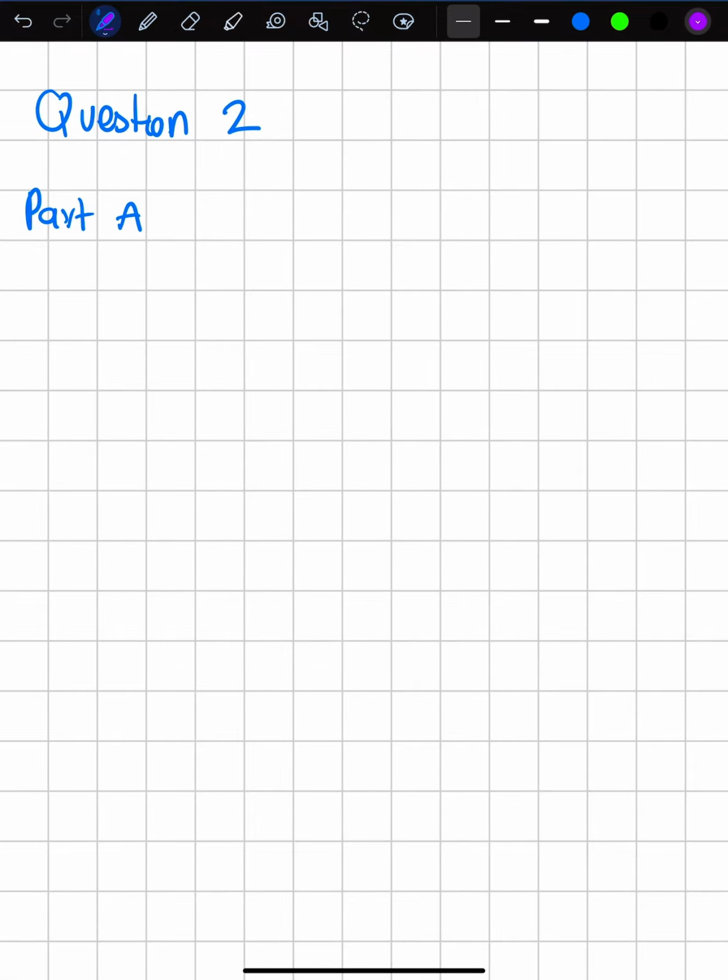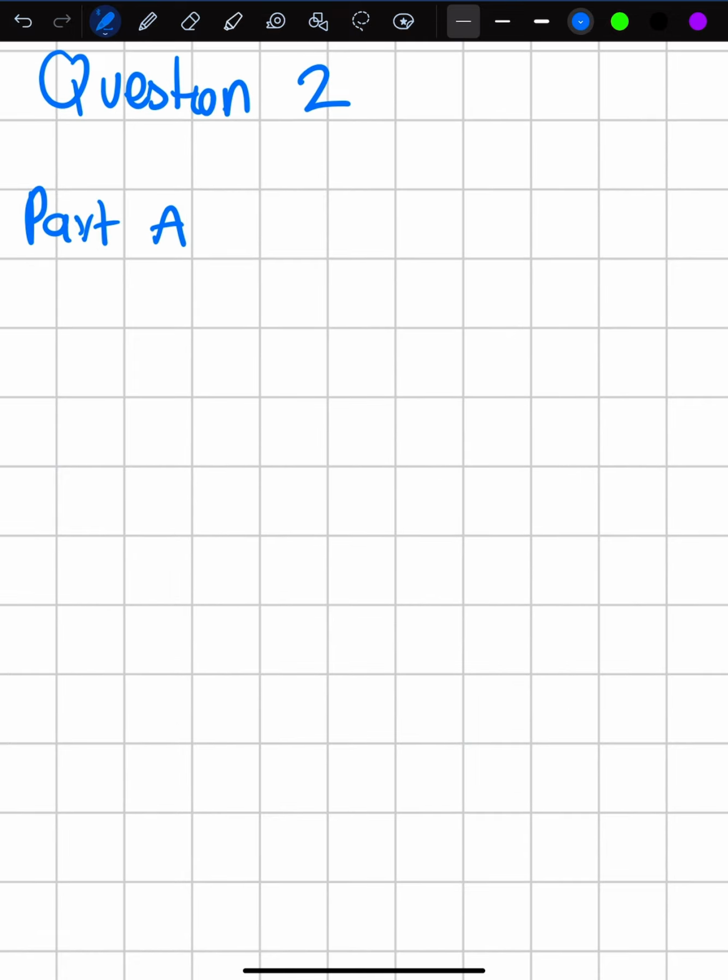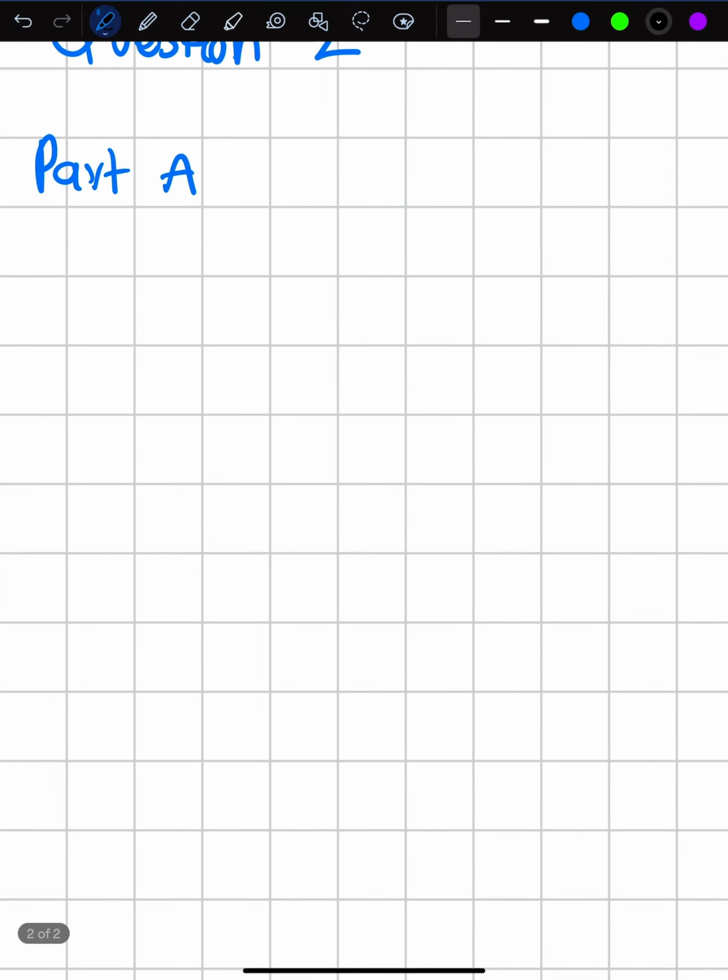So first, let's see what we have. Let me put down what we have. First, they give us the acceleration, which is going to be 5 meters per second squared. And then they gave us the speed. Let's put that here, 10 meters per second.